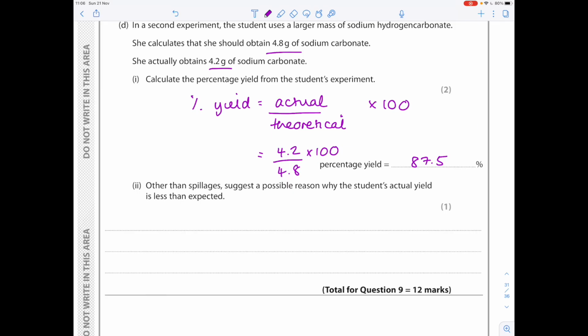Other than spillages, suggest a possible reason why the student's actual yield is less than expected. Well, that's going to be due to the purity of that original sodium hydrogen carbonate.